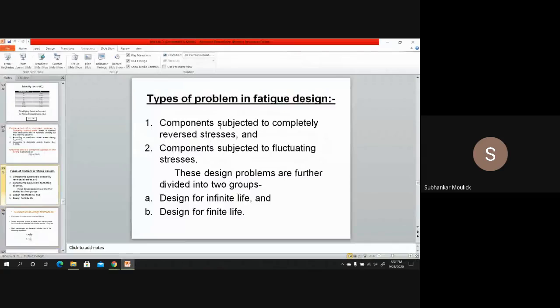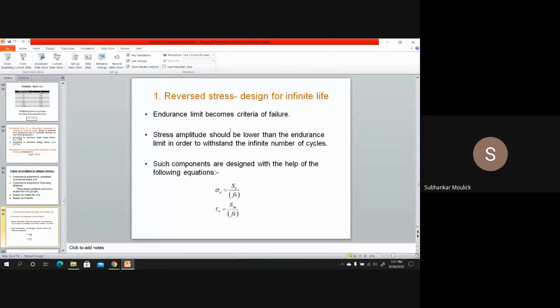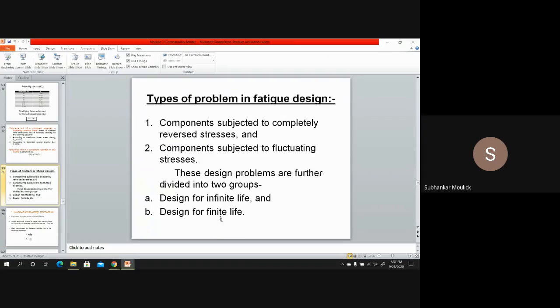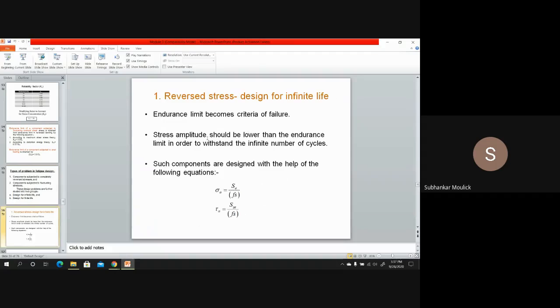Okay, so when we are designing any problem for infinite life, what are the steps that you should keep in mind? The very first step is that endurance limit becomes the criteria of failure. That is true for the finite life problem also. Second step is the stress amplitude should be lower than the endurance limit stress.